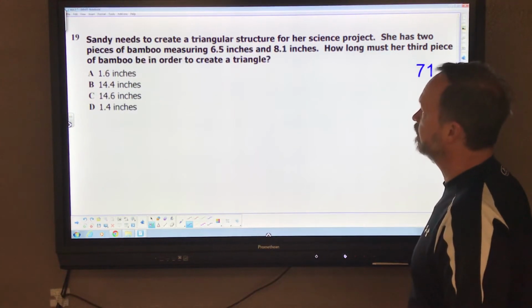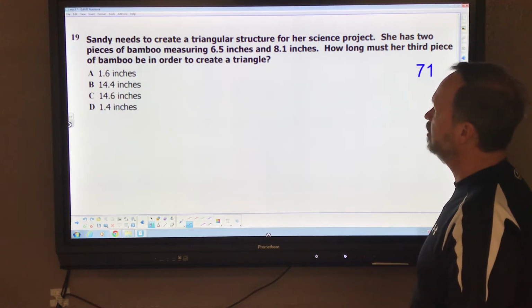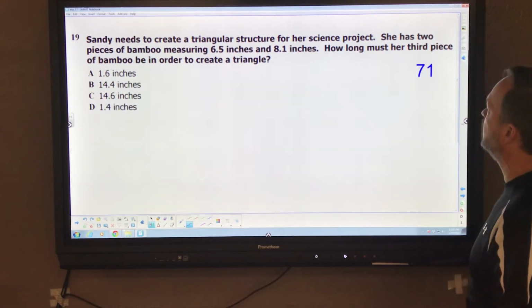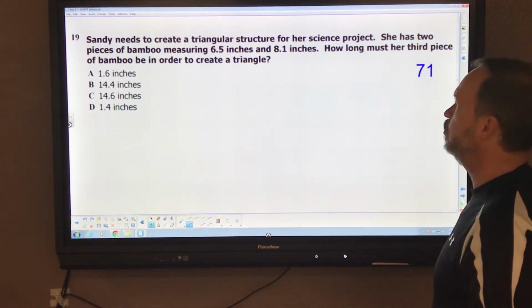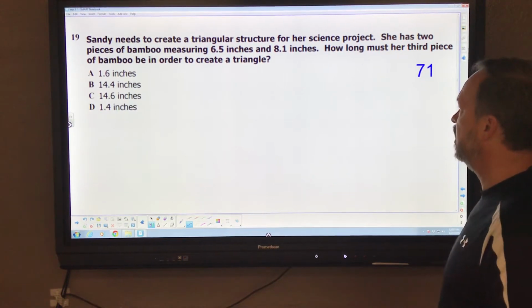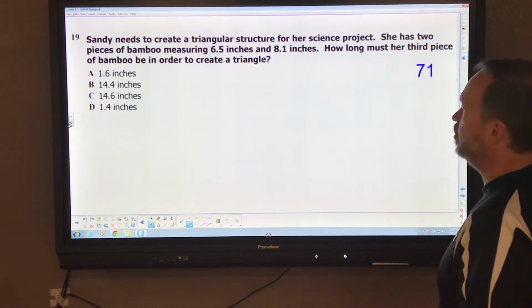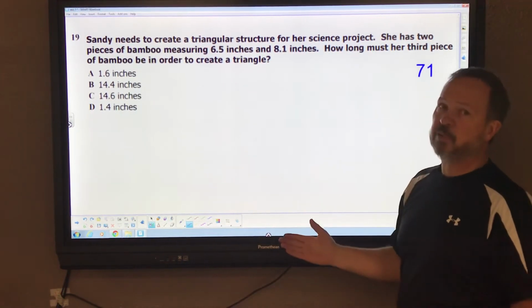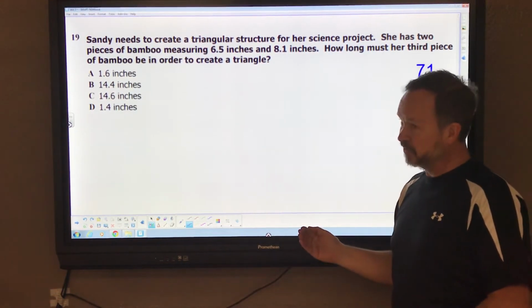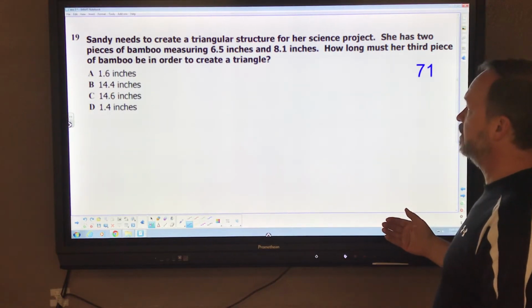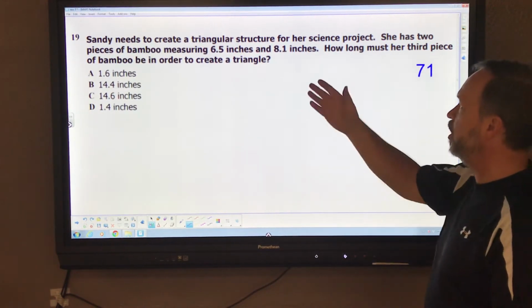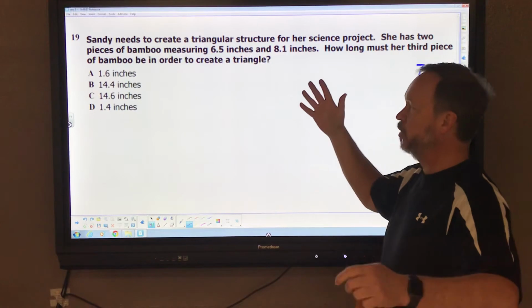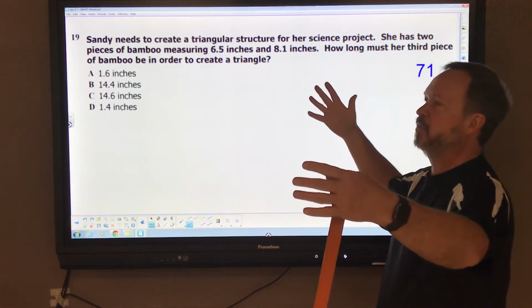Sandra needs to create a triangular structure for her science project. She has 2 pieces of bamboo measuring 6.5 inches and 8.1 inches. How long must her third piece of bamboo be in order to create a triangle? This is really the concept of the previous question. It's just presented differently. And so what we're seeing is we've got 2 known sides, and we want to know what's the potential for the third side.